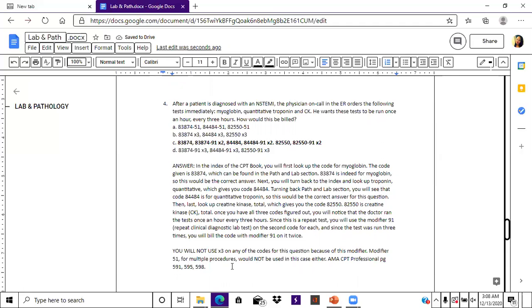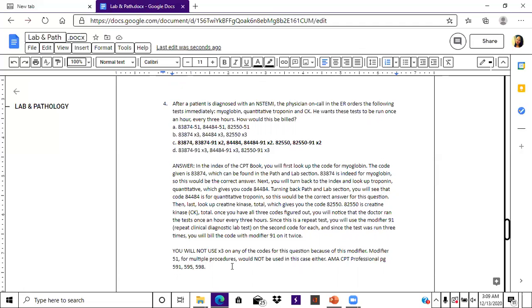So in the index of the CPT book, you will first look up the code for myoglobin. The code is given as 83874, and this can be found in the Path and Lab section, of course. 83874 is indeed for myoglobin, so this will be the correct answer. Next, you'll turn back to the index and look up troponin, quantitative, which gives you 84484. And then you're going to turn back to the Path and Lab section, and you will see that 84484 is for quantitative troponin. So this would be the correct answer for the question.